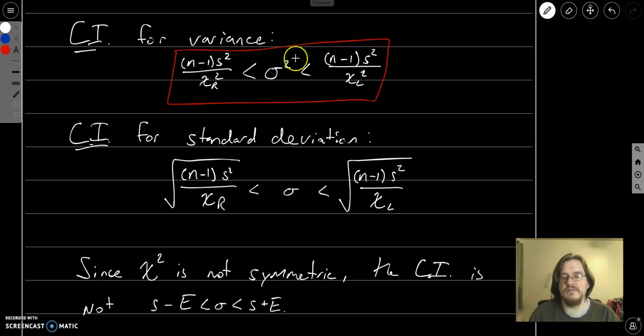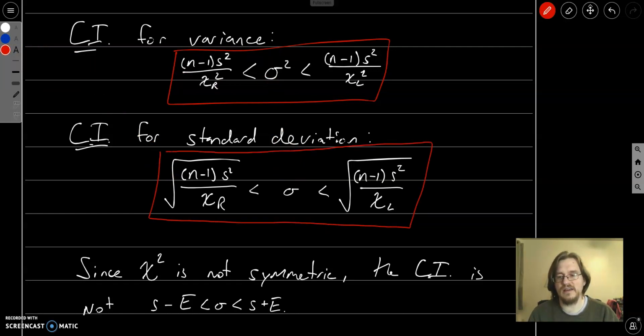And we can see that the variance of the population will be between two numbers. Those two numbers depend on n minus 1, so the degree of freedom, the sample variance that we found, which is s squared, and the critical values for the left and right sides of our chi-squared distribution. And the standard deviation is just the square root of the variance, so we take square roots of everything, and everything just pops out. It's not too bad. We just take square roots of everything.